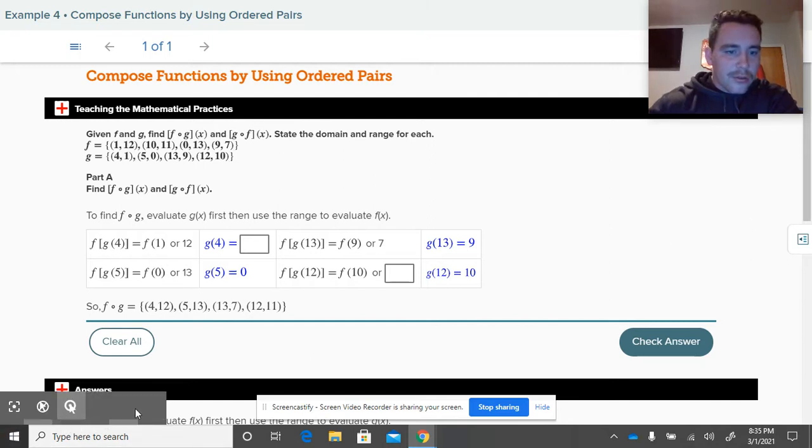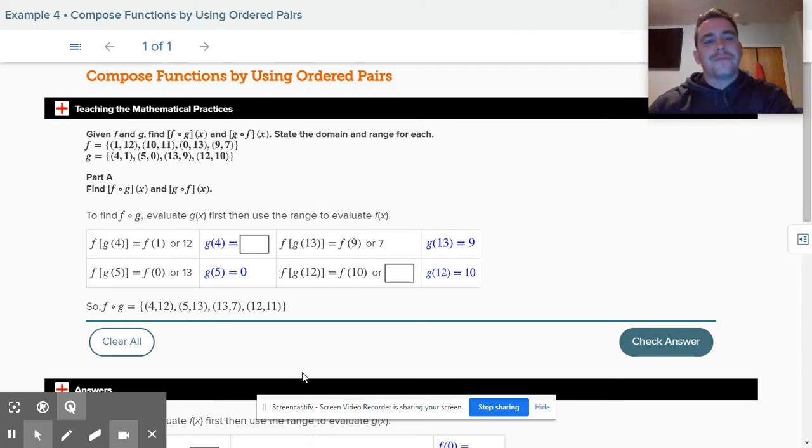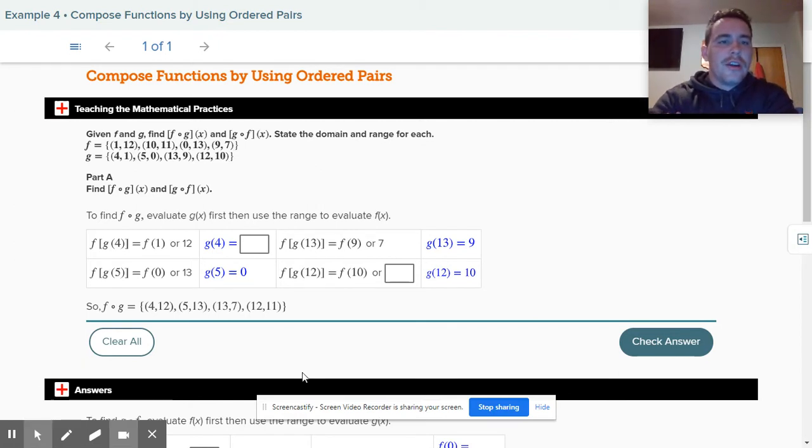So it says, given f and g, find f composed of g of x and g composed of f of x. This open circle here, as it doesn't say "fog", is f composed of g, meaning that we're going to find out what g of x is and then use that to find out what f of x is. So we're finding g of x first and then plugging our number back into f of x. Then it says state the domain and range for each function.